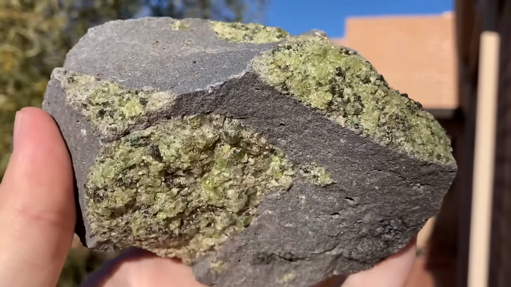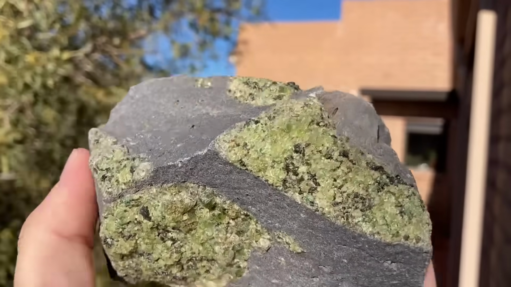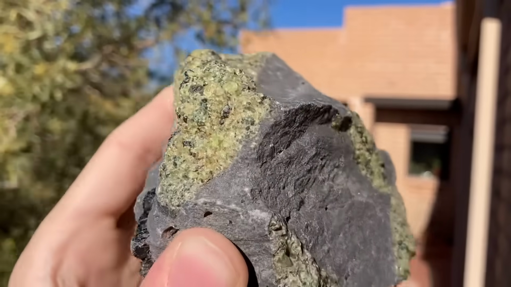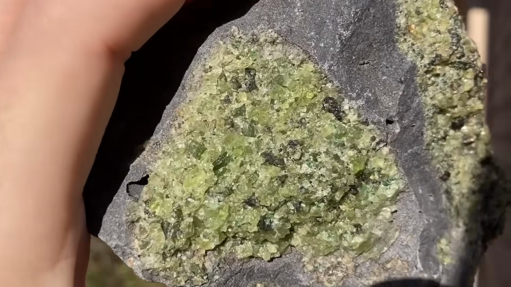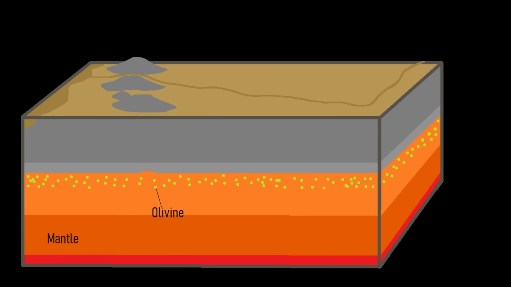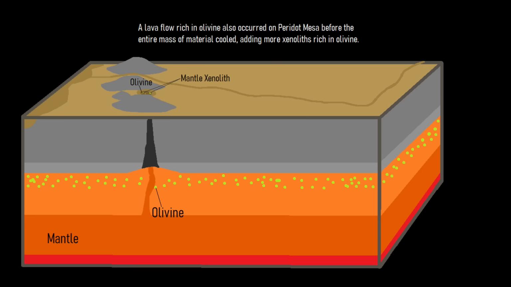Take, for example, this specimen I own from Arizona's extinct San Carlos volcanic field. It was emplaced 580,000 years ago when a volume of rising molten rock carried with it pieces of our planet's solid olivine upper mantle upwards, eventually being erupted in a lava flow.